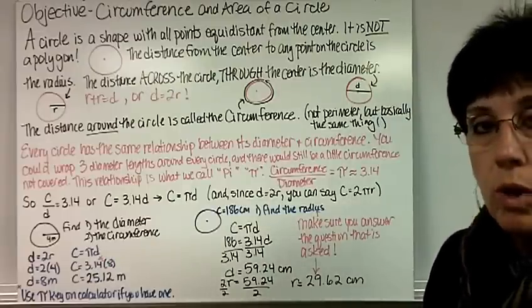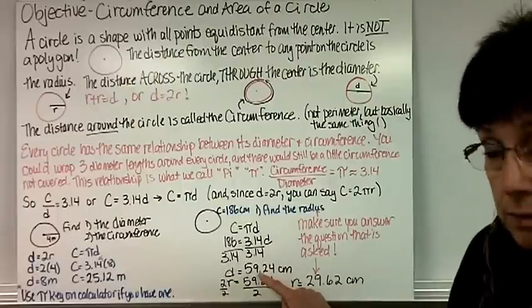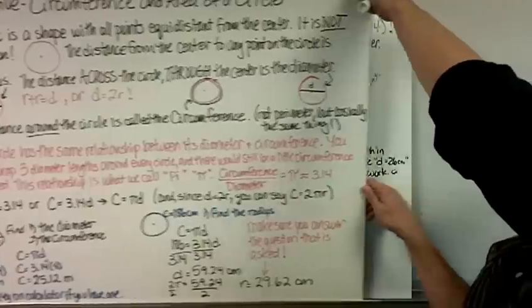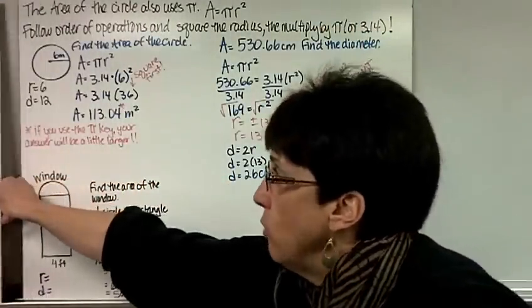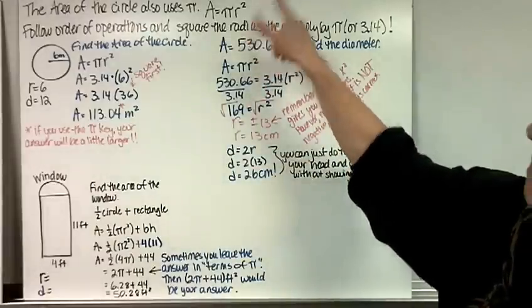And you will have a little bit smaller number because you're dividing by pi, but it's about the same. It won't be that different. And I would prefer, if you have a pi key, that you use a pi key. All right. That was circumference.